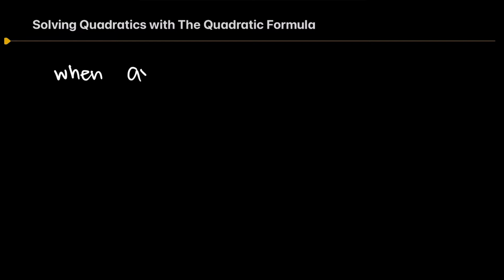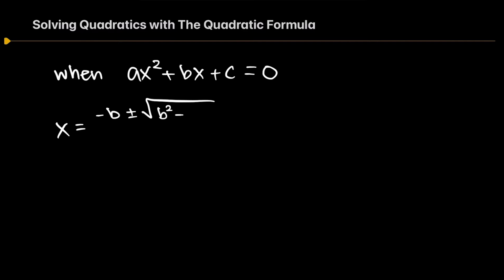So the formula is, whenever we have a quadratic, ax squared plus bx plus c, and whenever that quadratic is equal to 0, we can use the formula x is equal to negative b plus or minus the square root of b squared minus 4ac, divided by 2a, to solve for x.